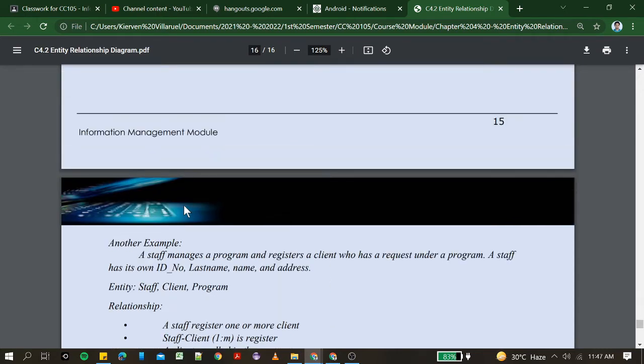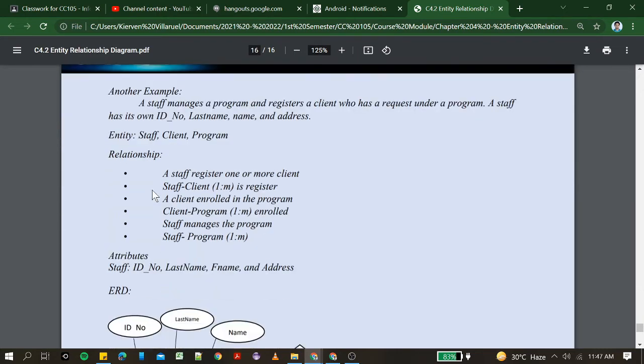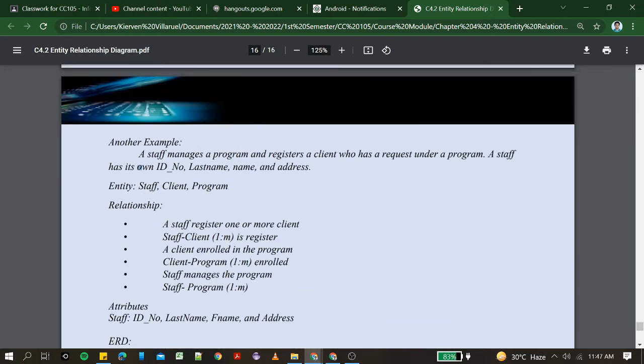Okay. So, meron pa tayong iba pang example dito. Isa pang example. A staff manages a program and registers a client who has a request under a program. A staff has its own ID number, last name, and an address. So, based on that business rules, we can determine three entities.